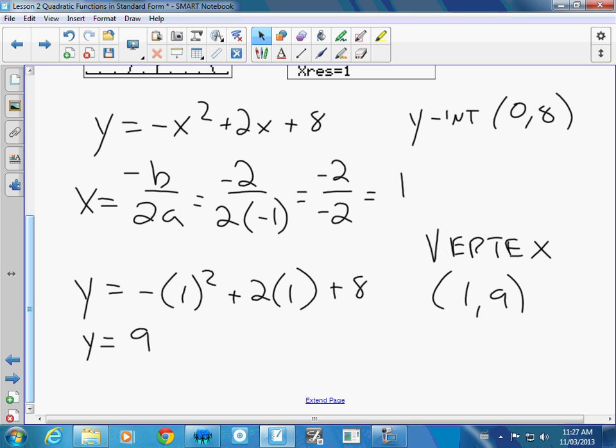Steps to find the y of the vertex? All I did was take the original equation, and wherever I saw an x, I replaced it with a 1. So 1 squared is 1, make it negative, plus 2, so negative 1 plus 2 is positive 1, plus 8 is positive 9. All I'm doing is substitution.